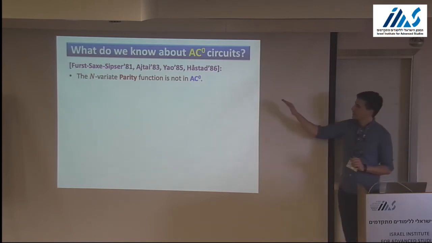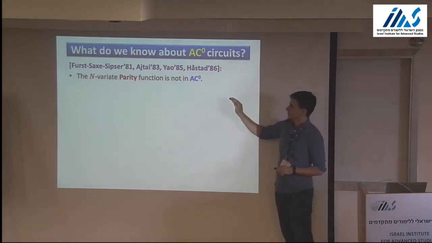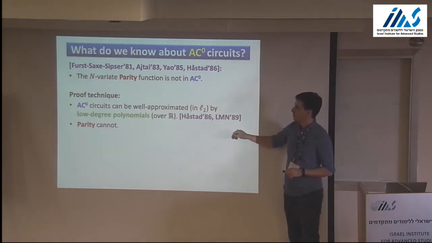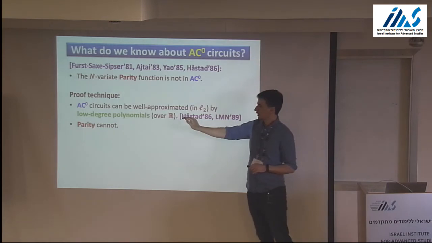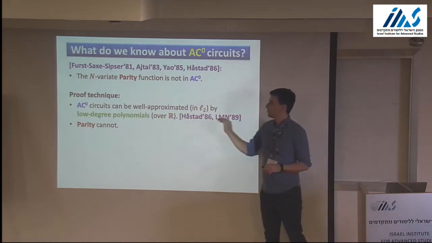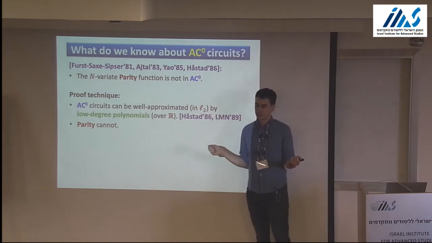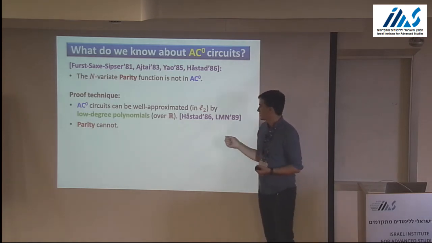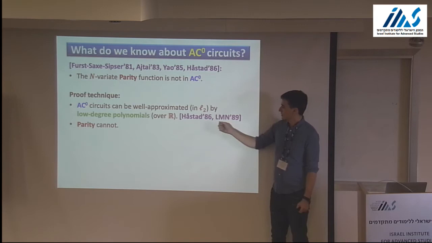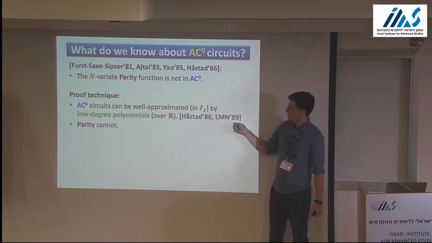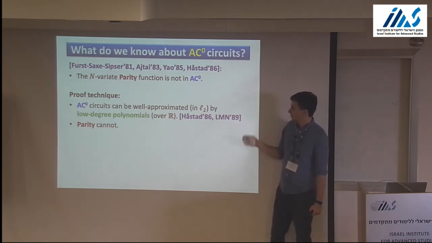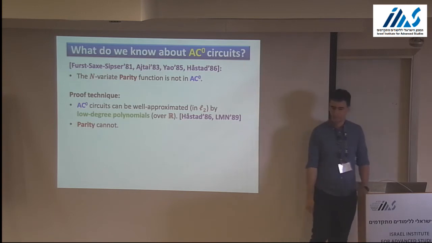Okay, so this is a classical result, and we have many proofs for it. I want to mention one of them. You can show that any AC0 circuit can be well approximated by a low-degree polynomial over the same input variables. This is the famous result by Hastad using the switching lemma, translated to the language of polynomials by Linial, Mansour, and Nisan.